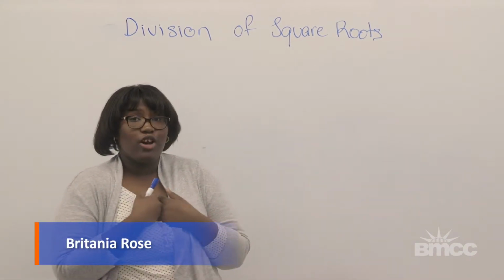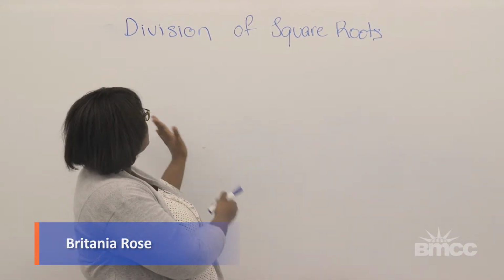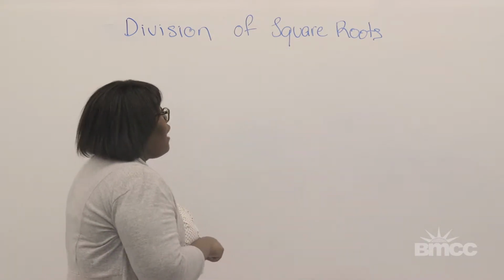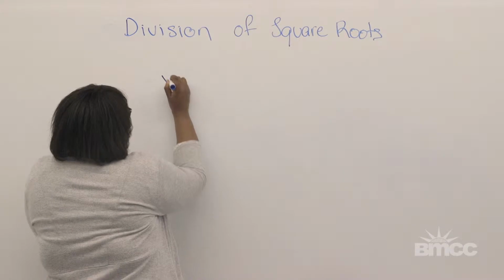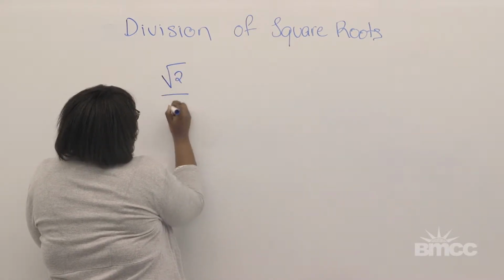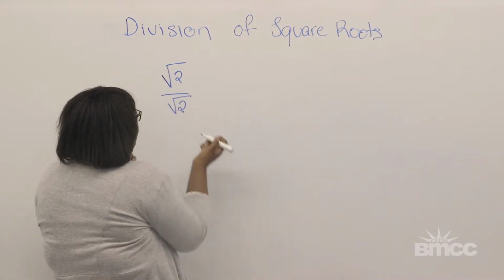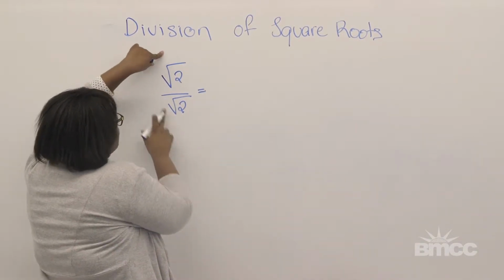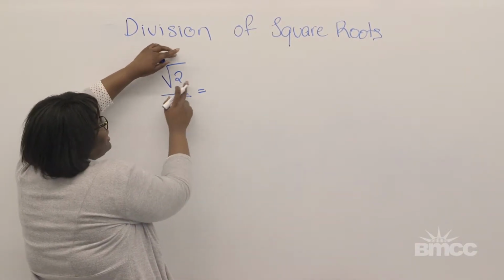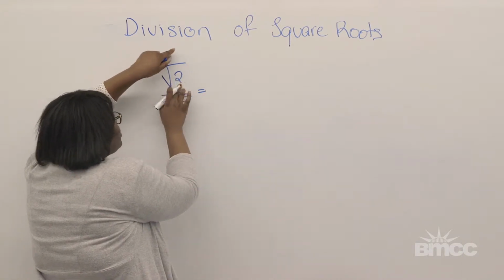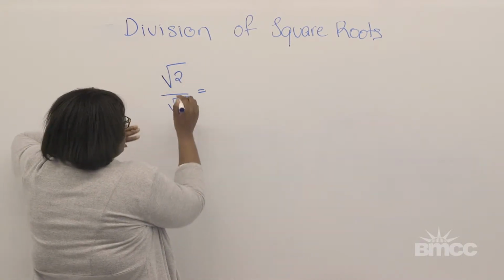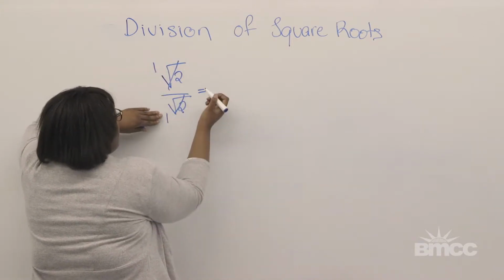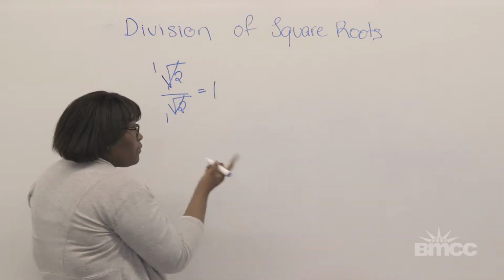My name is Britannia Rose and today we're going to do division of square roots. So if we were to have the square root of 2 divided by the square root of 2, we can cancel these two out because they're the same. We have a square root of 2 on the top and a square root of 2 on the bottom. So we can just cancel these out and we'll have 1 over 1, which just gives us 1.